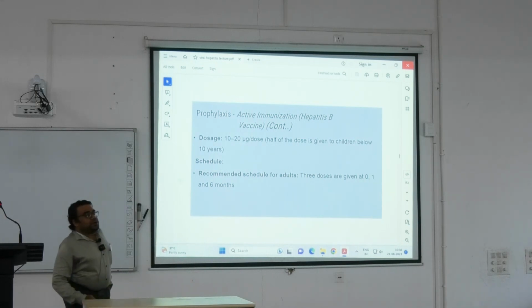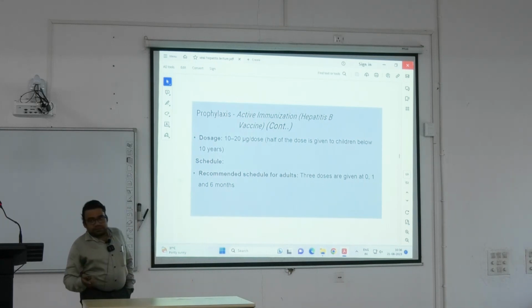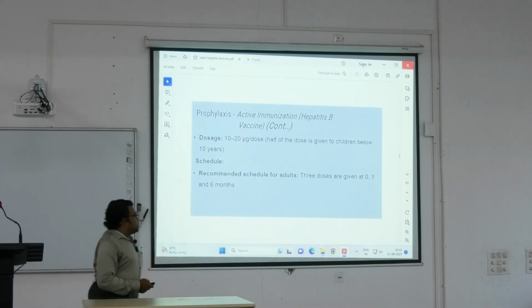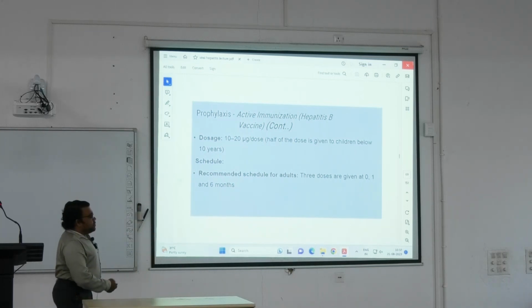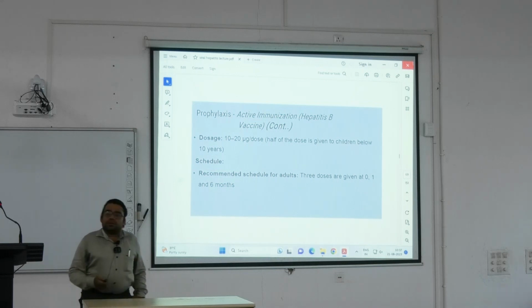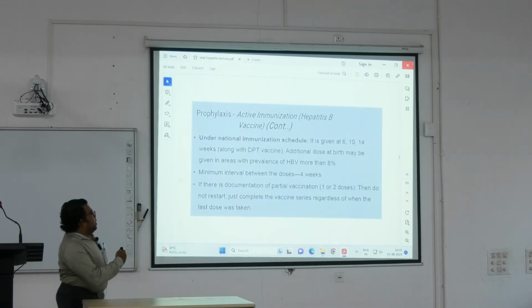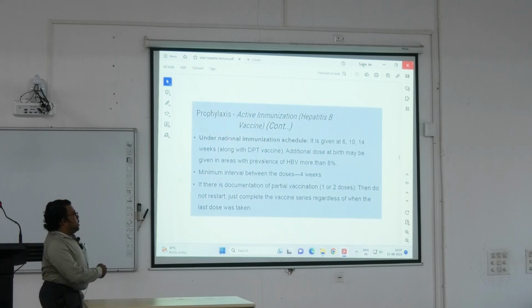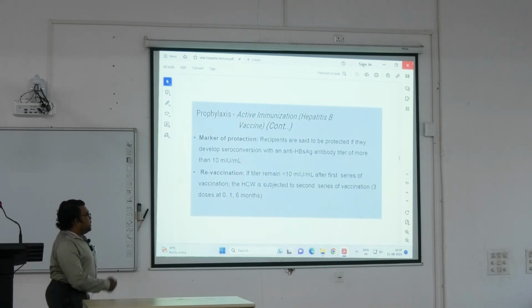Specific vaccination should be given to people who are at a higher risk, including healthcare workers. So this is the dose. It is given at 0, 1, 6 months of schedule under the National Immunization Program, given along with DPT.